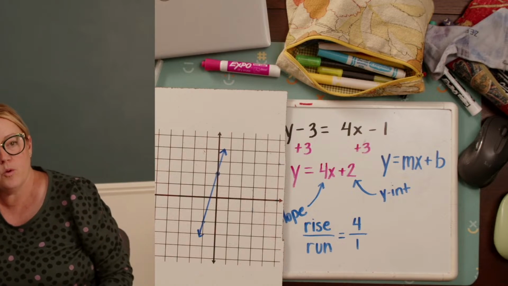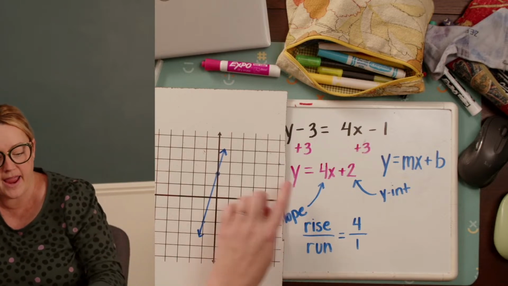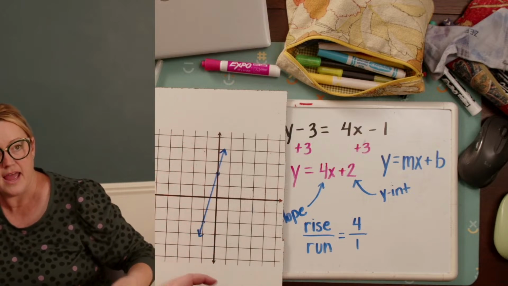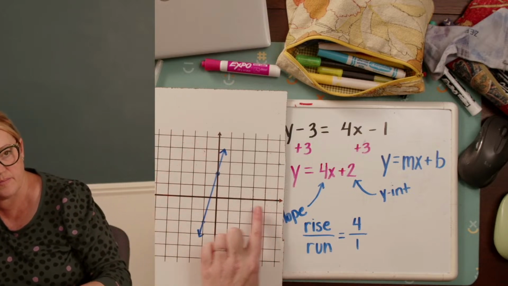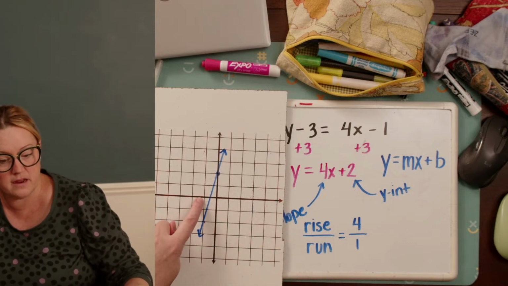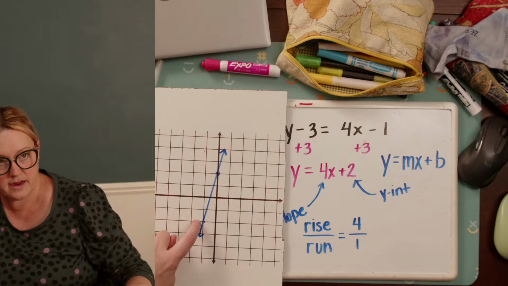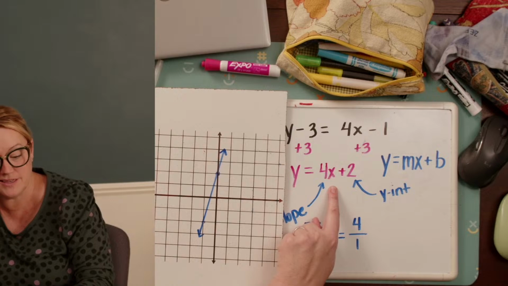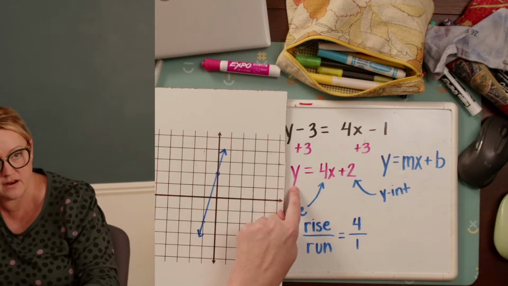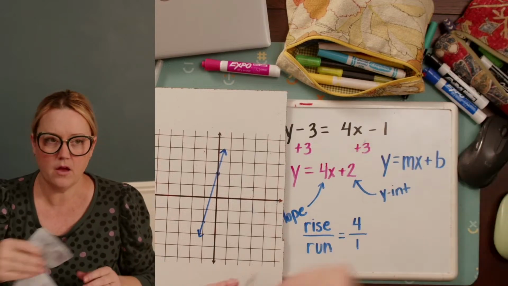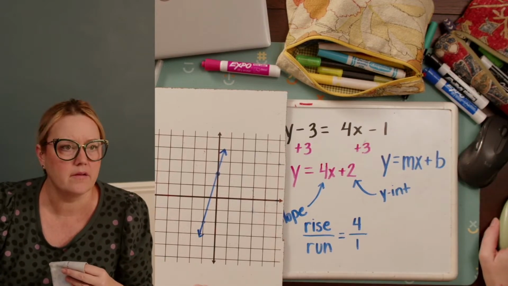Okay, what is y in the equation? Y is the y value that's going to be on the y-axis here. X is the x value that's going to be here. So when x is -1, y is -2. Because 4 times -1 is -4, plus 2 is -2. Okay? All right. Okay.